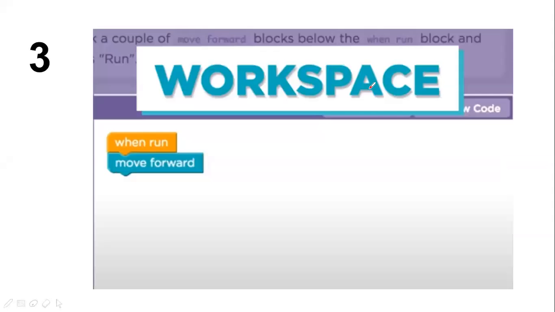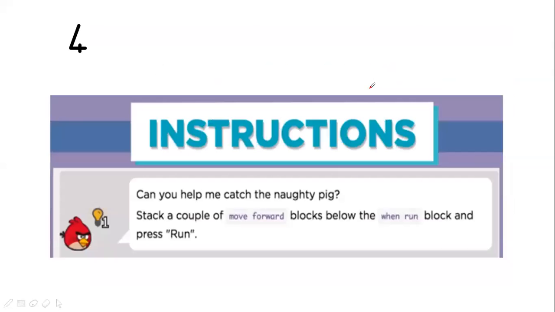Our next space is the workspace. That is where we build our blocks. We drag our blocks from the toolbox and then we put them in the workspace. And whatever is in the workspace, the computer will read and it will do. The 4th part, that's the part at the top. It's called the instructions. So we always start with reading the instructions so that we know what to do.